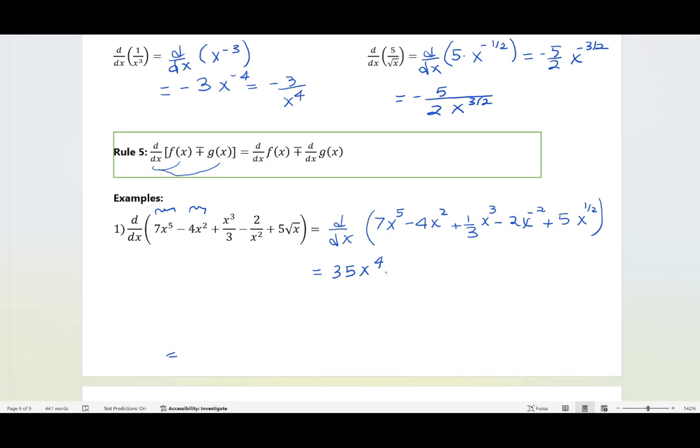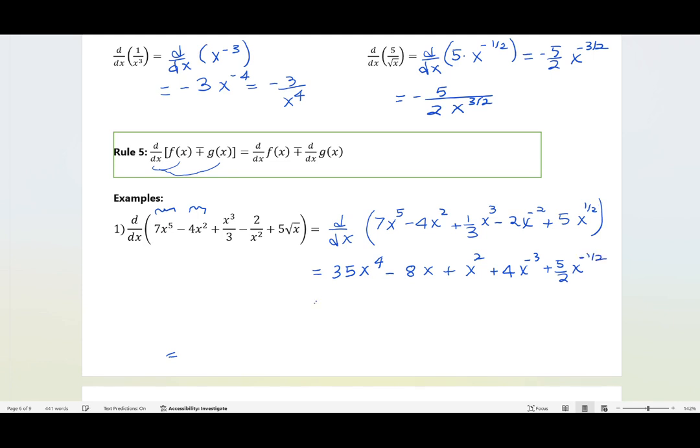Okay, the next one will be minus 8x. The next one, again, bring the power down. 3 over 3 is 1. That disappears, and subtract 1 from the power. It just becomes x squared. The next one, bring the power negative 2. Negative 2 times negative 2 is plus 4. Subtract 1 from the power. x to the negative 3. Once again, bring the power down. Subtract 1 from the power. Becomes x to the negative 1/2.